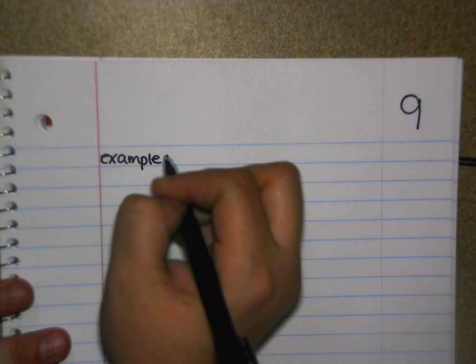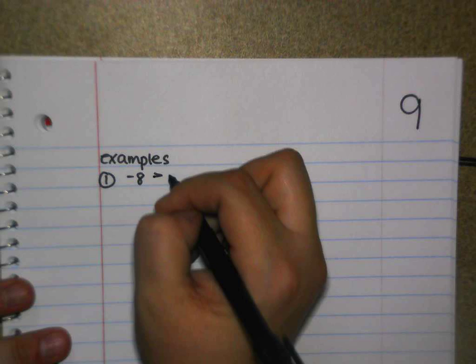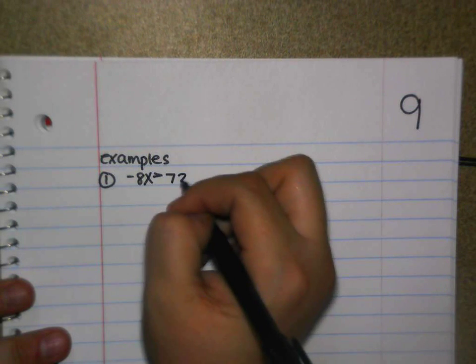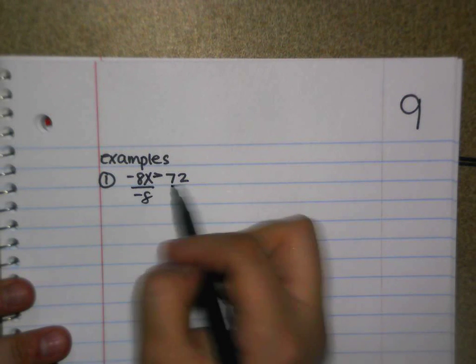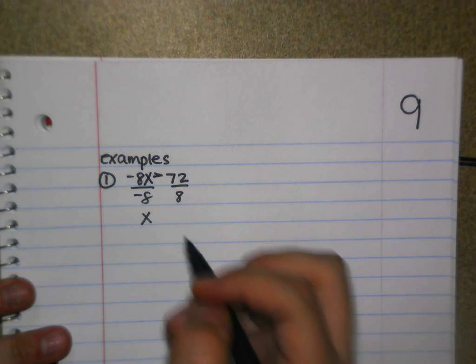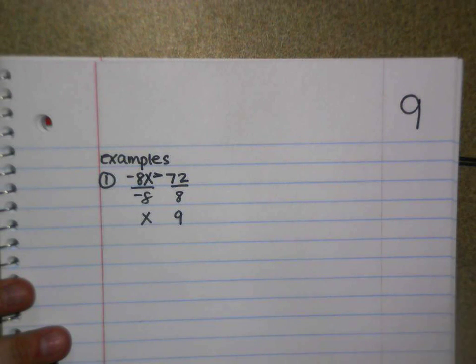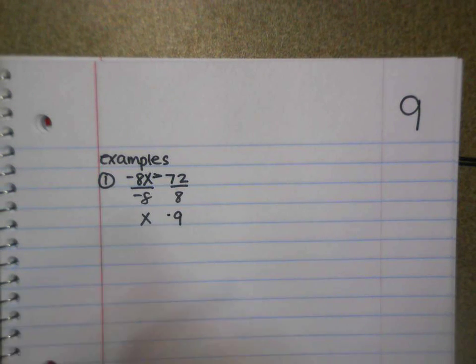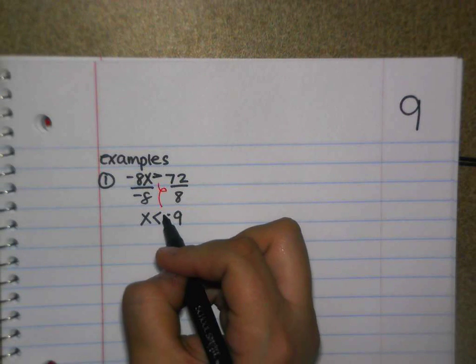So for examples, number 1, we would do negative 8x is greater than 72. To isolate x, we're going to divide both sides by a negative 8. That's going to leave us with x on this side and negative 9 on this side. And because we divided by a negative number, we're going to flip the inequality, and that is going to be x is less than negative 9.